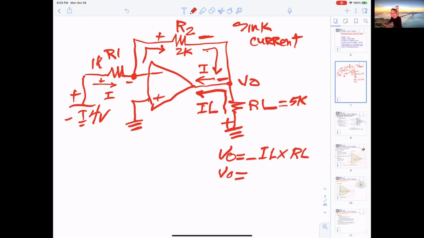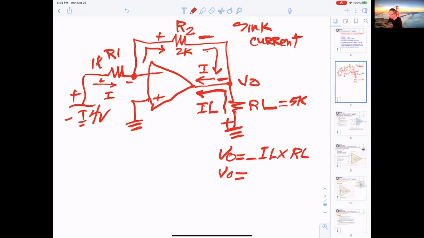So what do they equal? R2 multiplied by I. V in times gain, multiplied by I, right? You take the I times R2. That means you get the V out.